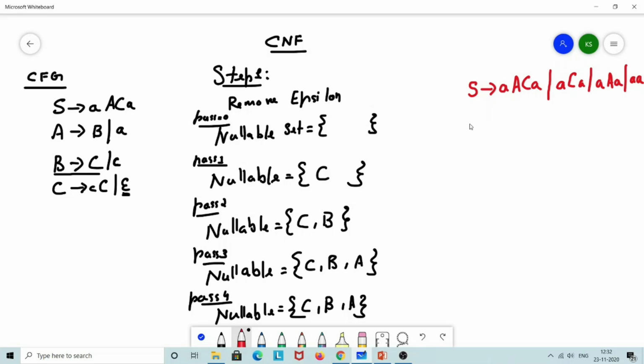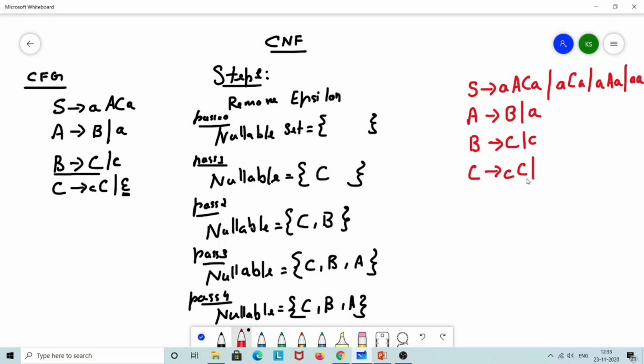right? So this is about S. And what about A? Yes, if B is nullable, then A should be written as, so no changes here, right? So this will be written as it is. What next? I have B gives C. Okay, so this also will be written as it is. And finally, C gives C, and the epsilon rule, as said, should be removed.